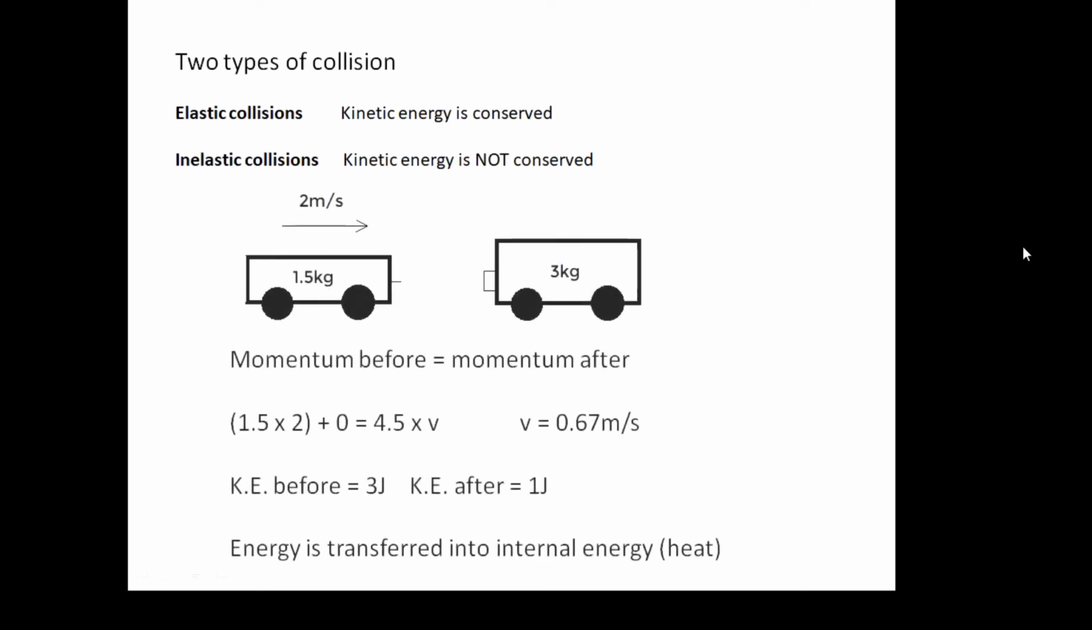Anyway, if we look at this trolley example we did before, what we'll do now is work out the total kinetic energy before, which works out at 3 joules, and the kinetic energy after works out at 1 joule. So kinetic energy has been transferred into other things. You can't say kinetic energy is lost, really. It has been transferred. I mean, energy is conserved. And it's probably been transferred, most of it, into heat, internal energy.